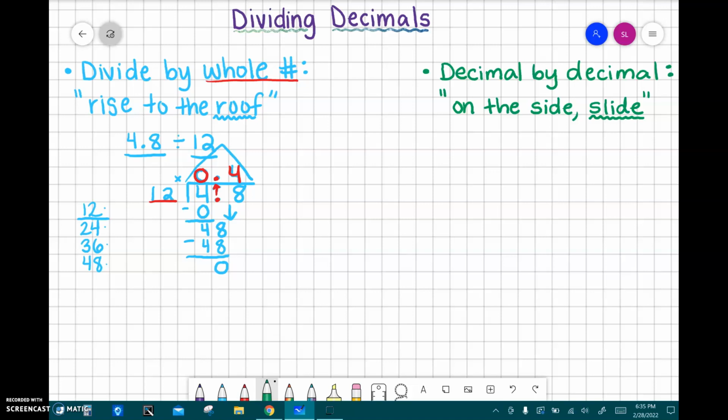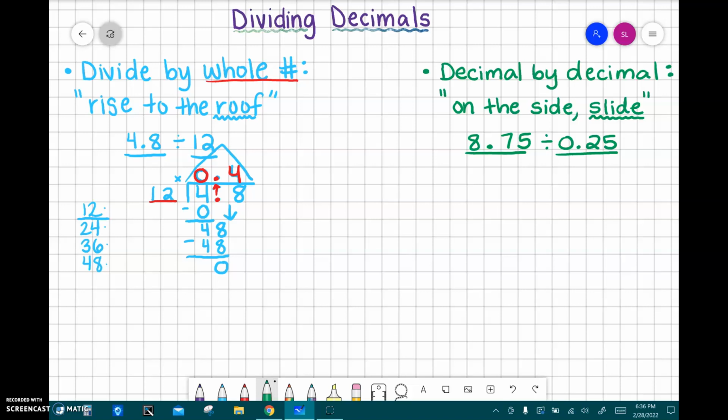Let's try a decimal divided by a decimal. So for this, we're going to have 8 75/100 divided by 25/100. So we have a decimal as our first number and a decimal as our second number. So if a decimal is on the side, let it slide.